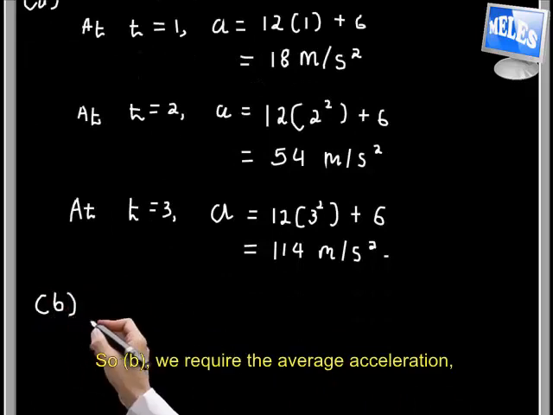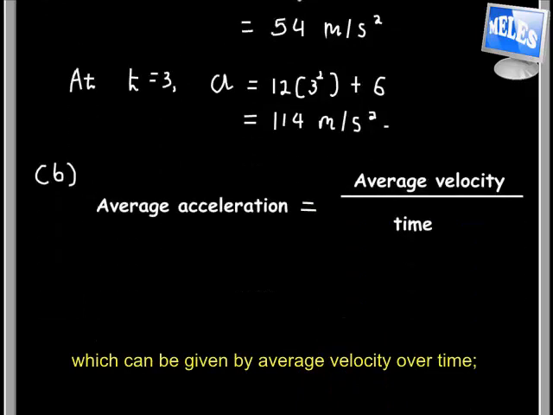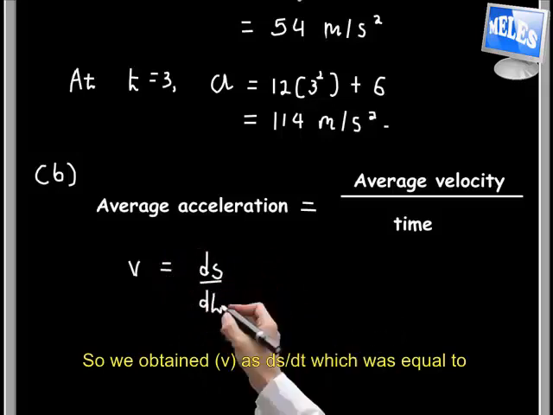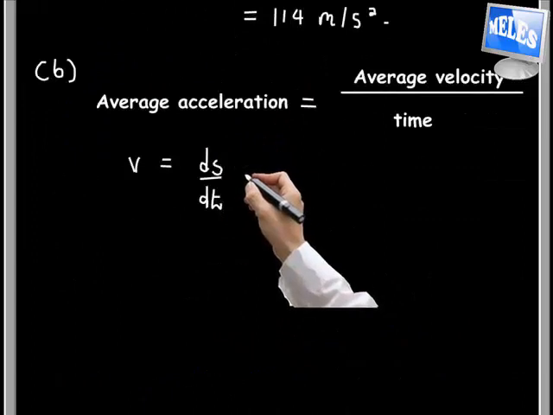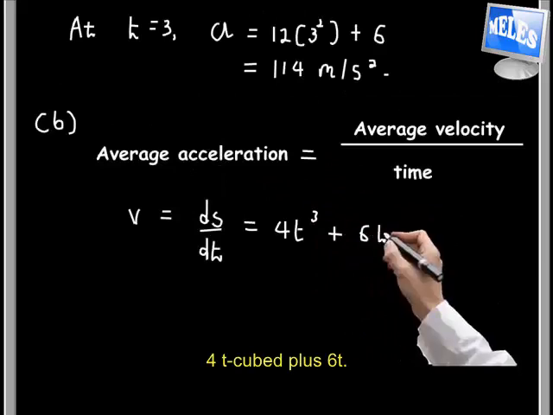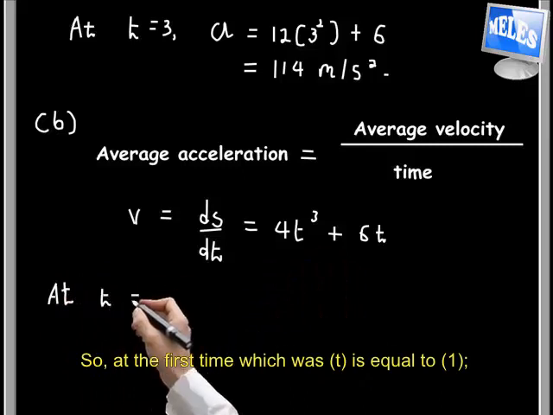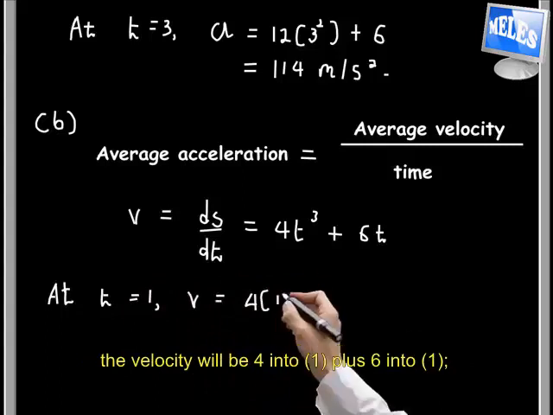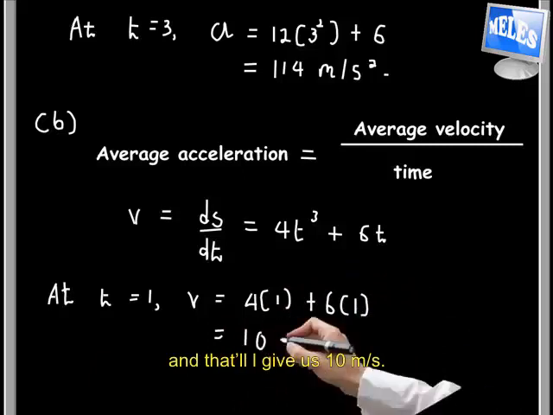So B will require the average acceleration, which can be given by the change in velocity over time. So we obtained v as ds dt, which was equal to 4t cubed plus 6t. So at the first time, which was t is equal to 1, the velocity will be 4 into 1 plus 6 into 1, and that will give us 10 meters per second.